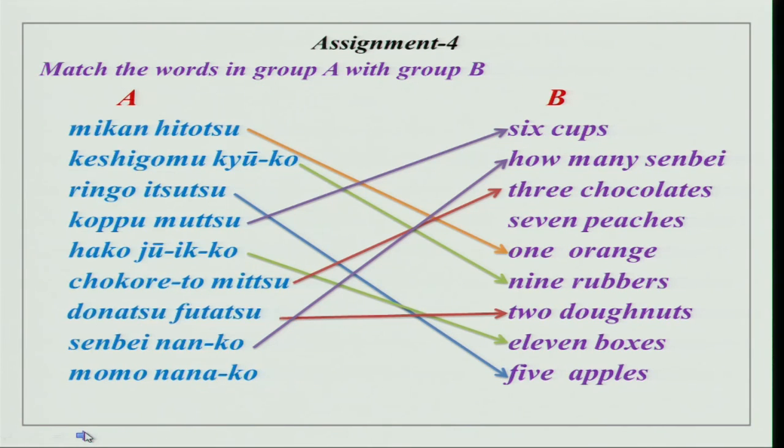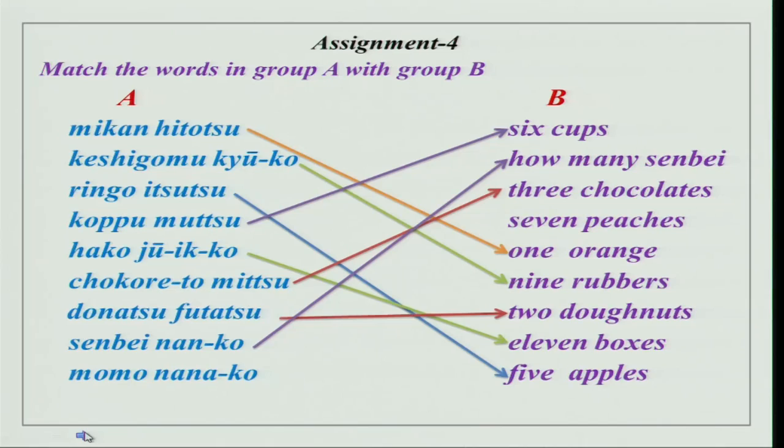Senbei is a snack, a Japanese snack made out of rice, crushed rice, boiled rice, steamed rice, and it is flat as biscuits and is very, very tasty. So, well, senbei for you over here. And momo nanako, 7 peaches.